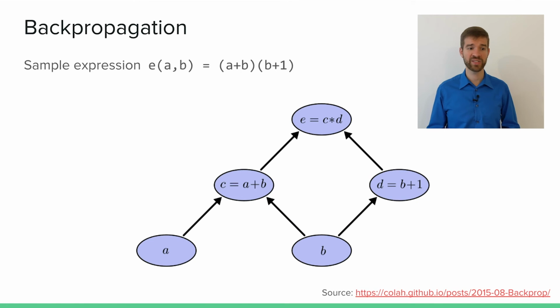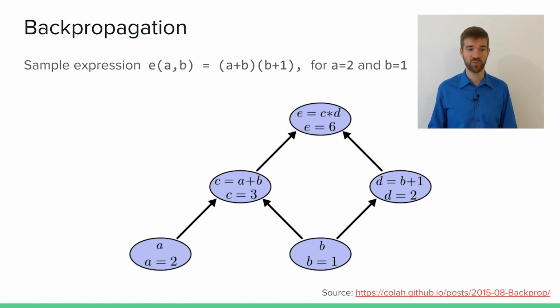So let's take a small sample expression, a function e, which takes two inputs a and b, and then we compute the function (a plus b) times (b plus 1). So we have two inputs, and we can draw this as a graph and decompose it into two sub-expressions. The first sub-expression would be c equals a plus b, and the second sub-expression d would be b plus 1. And then we join these two with a multiplication. A very simple function.